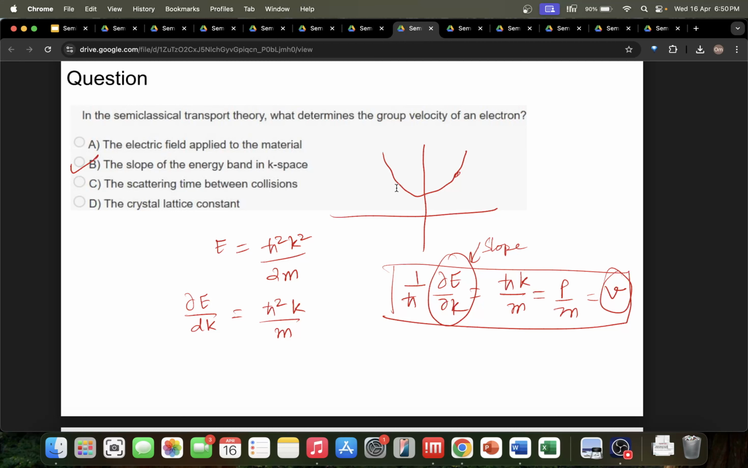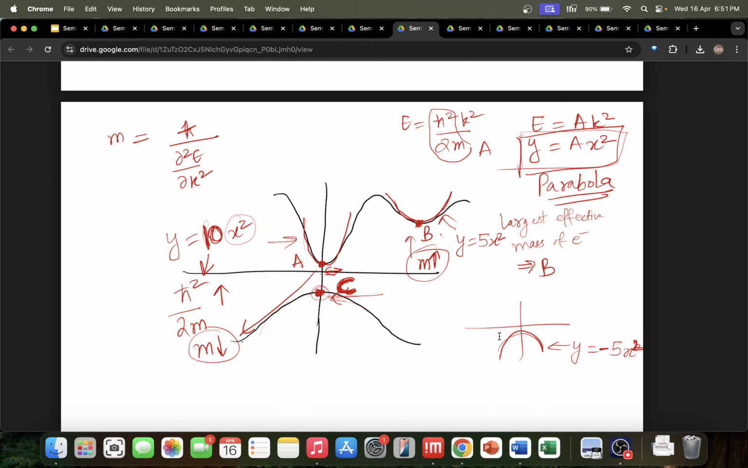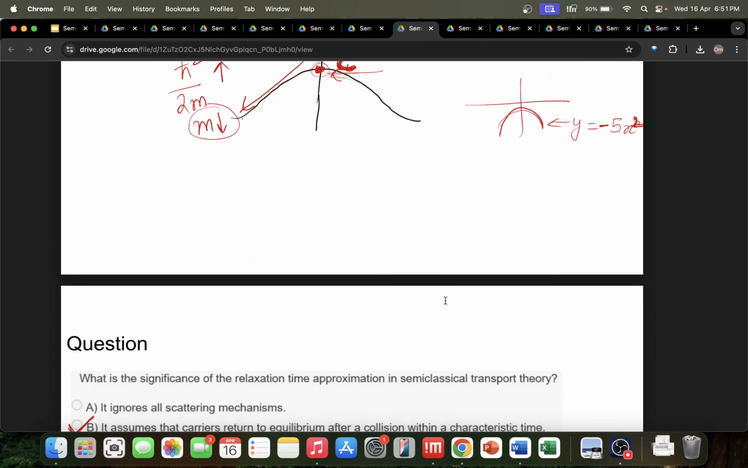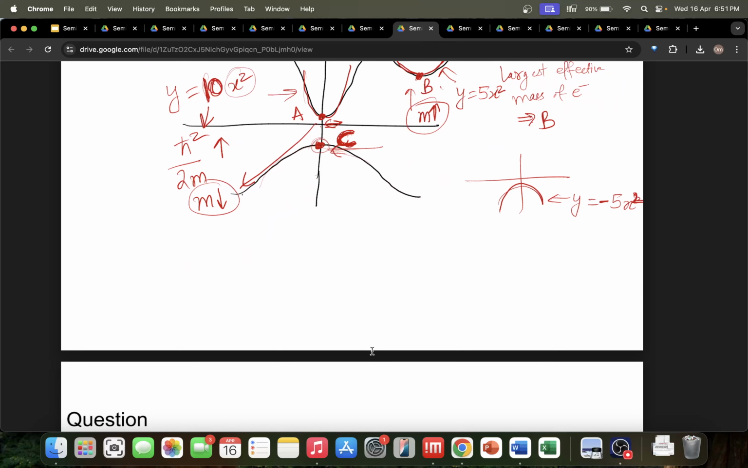We went back to the E-k curve to see what we had seen earlier, what the effective mass is. It is dependent on curvature. Then we saw the slope of the E-k curve gives us the velocity, the group velocity of the electron. Then we discussed some questions on which has the largest effective mass and which proportions.